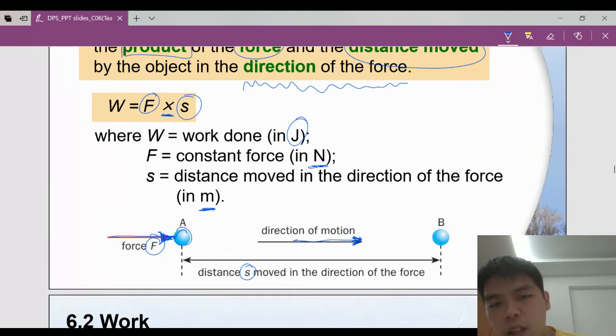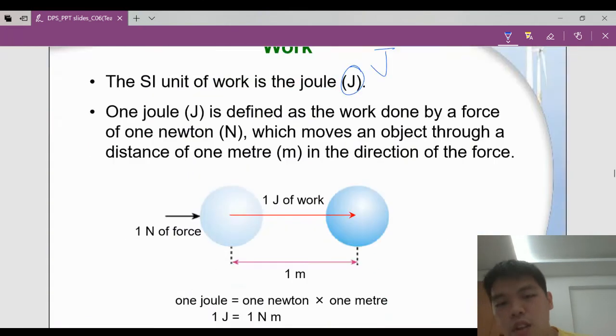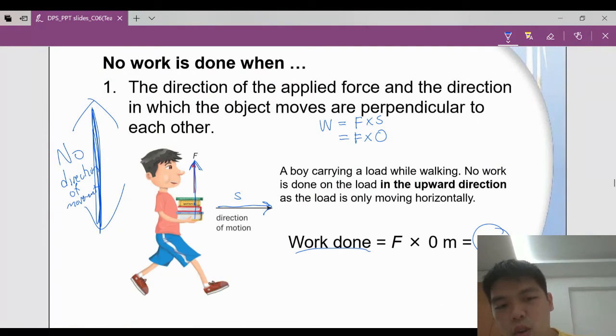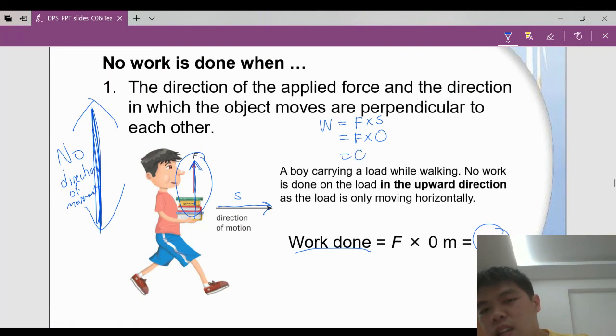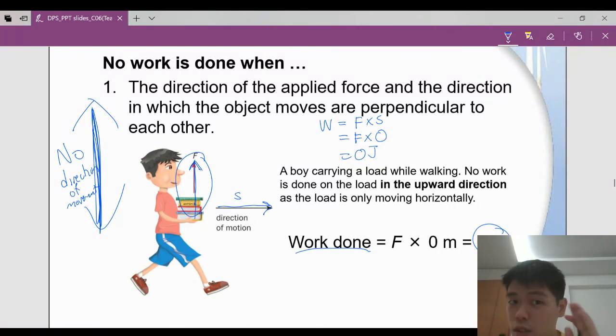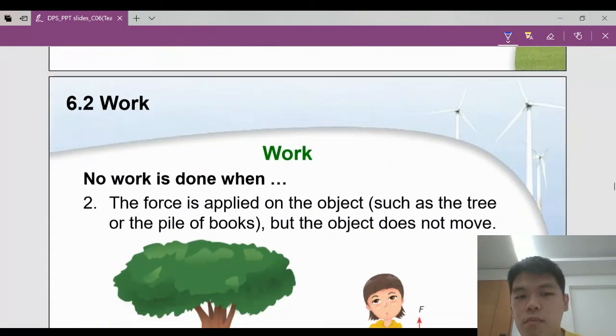Remember from your formula, your distance must always move in the direction of the force. So if my force is going up, is there any movement up or down? No, because they only say this guy moved to the right. So in this case, there is 0 joules. All right, so is this clear? No work is done if they are not in the same direction.